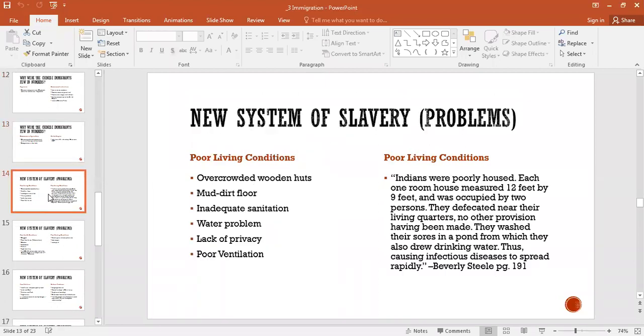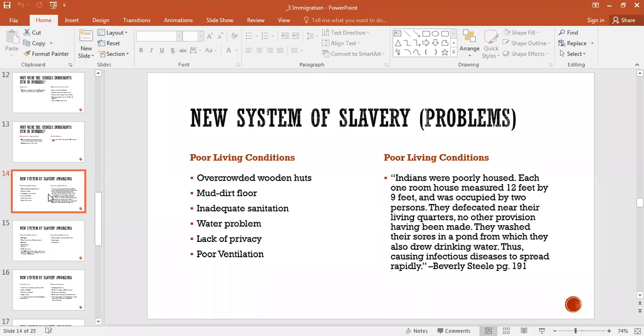Now, let us look at the problems the immigrants face, right? And trust me, the immigrants had a lot of problems. In fact, the British governor in Guyana was the first person to call Indian indentureship a new system of slavery. So the governor of British Guyana called indentureship a new system of slavery.